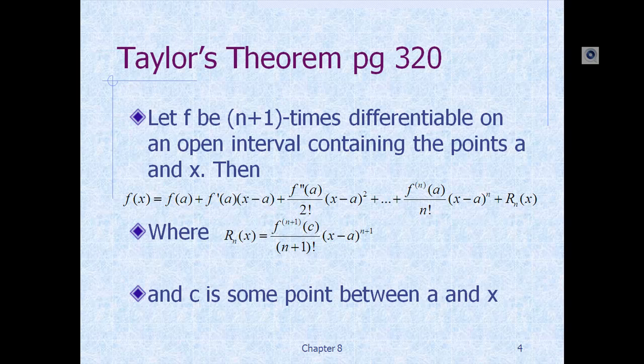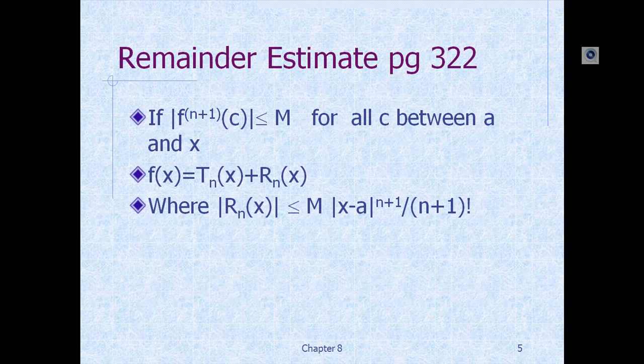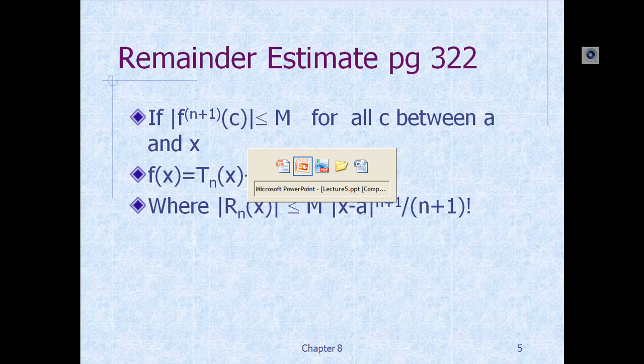And this remainder term, how big is it? It says that if the (n+1)th derivative at the point c is less than or equal to M, it's bounded, then we know that f(x) is Tn(x) plus Rn(x), and the error, the absolute value of Rn(x), will be less than M times |x-a| to the power n+1 over (n+1) factorial. Okay, let's look at the solution of that problem.